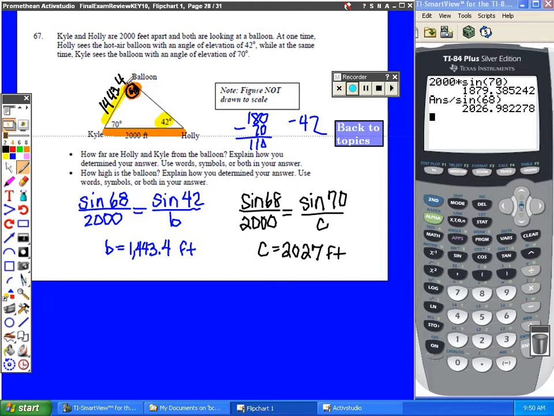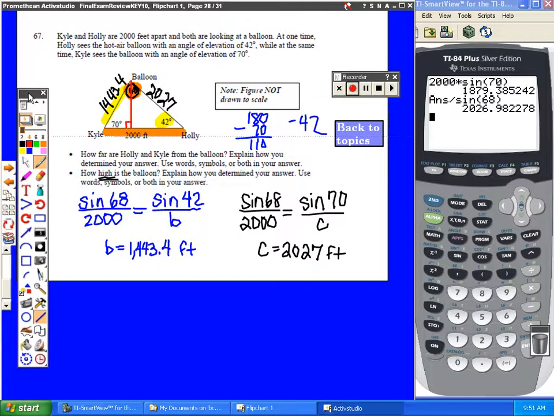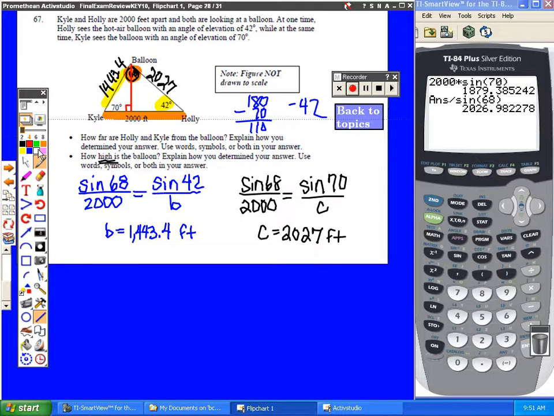So now I know that this is 1443.4. I know this is 2027. How far are Holly and Kyle from the balloon? How high is the balloon? Ooh, how high? Okay, in order to figure out height, you need to drop a perpendicular. So let's drop a perpendicular from the height of the balloon straight down, which is nice because that actually gives you a right angle. And we can use sine, cosine, or tangent to figure out this last part.